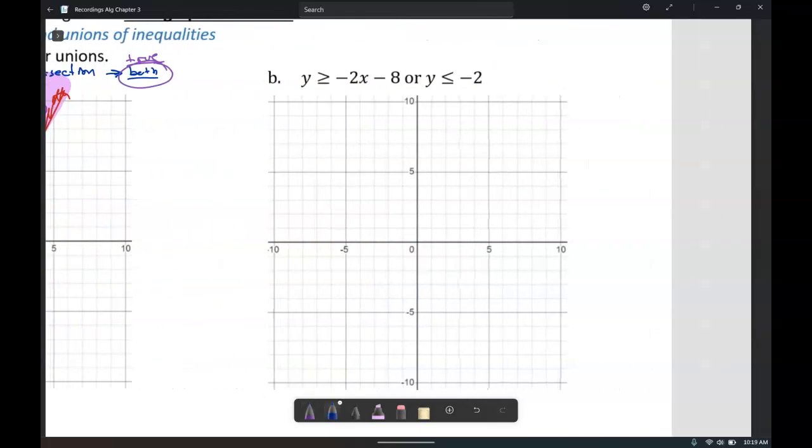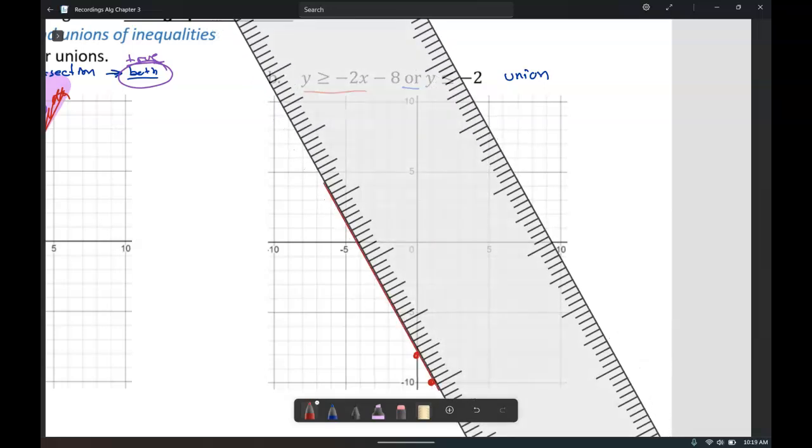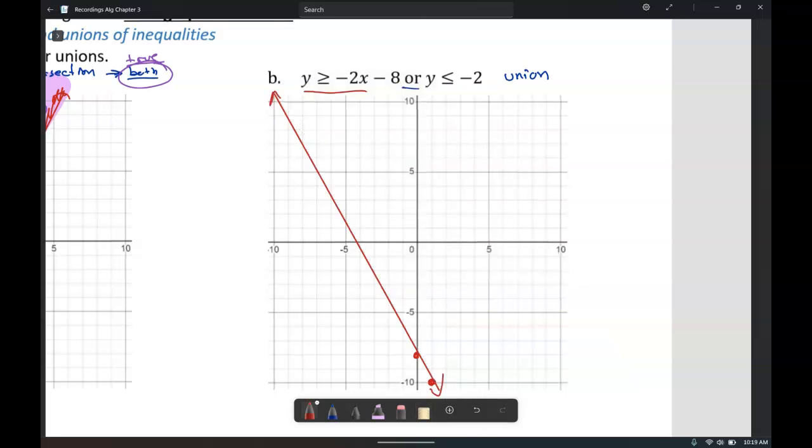Recall that OR represents a union. So for a union, we want to combine all the solution sets. In some ways, graphing unions will be a little bit easier because we don't have to think about where they overlap. We just want to take all of the shaded area. So let's start by graphing our first inequality. Starting at our y-intercept, we have a negative slope. And this is also a solid line. Since y is greater than our line, we shade above. And since we're doing a union with OR, we can go ahead and just shade the whole thing.